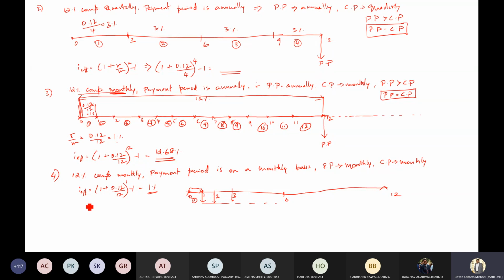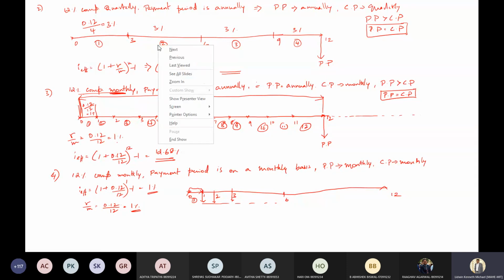The other method is, as I said, R by M. R by M is nothing but 0.12 by 12, which is also 1%. The reason is your payment actually starts on a monthly basis. So that's why I said it is R by M. Clear? So I won't erase this. I request you to make a note of the important things. I will try to clear up the earlier part.